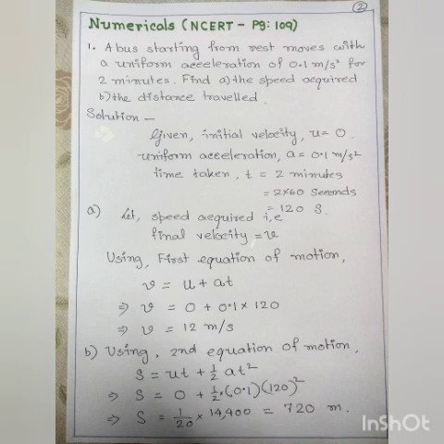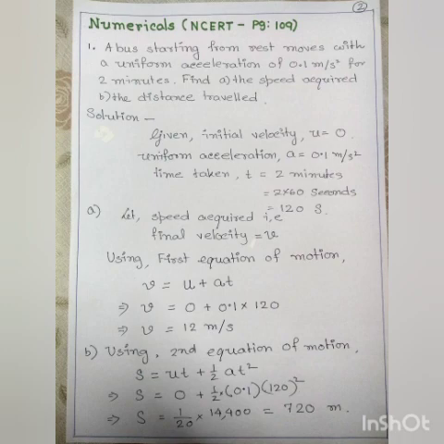Now let us start the solution of option A. So speed acquired, that is final velocity v, we have to measure here. We will use first equation of motion to derive the final velocity. And we know first equation of motion is v equals to u plus at. Now just substitute the value of u and a here. u is 0 and a is 0.1. So we will get 12 meter per second. Clear?